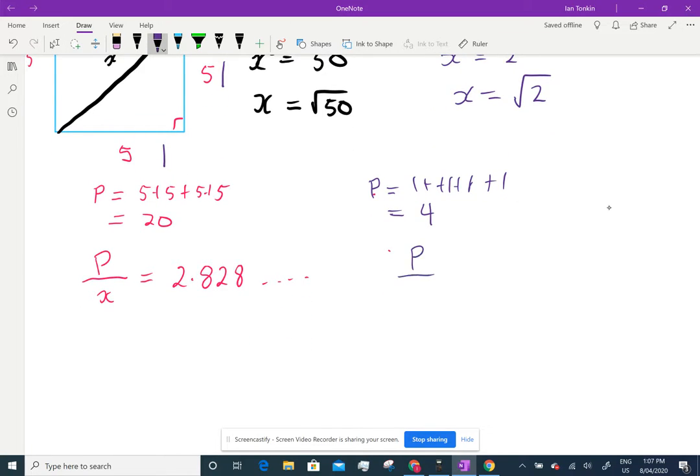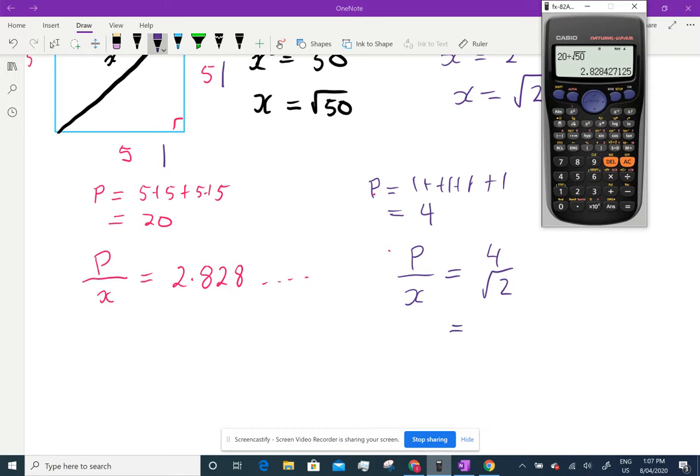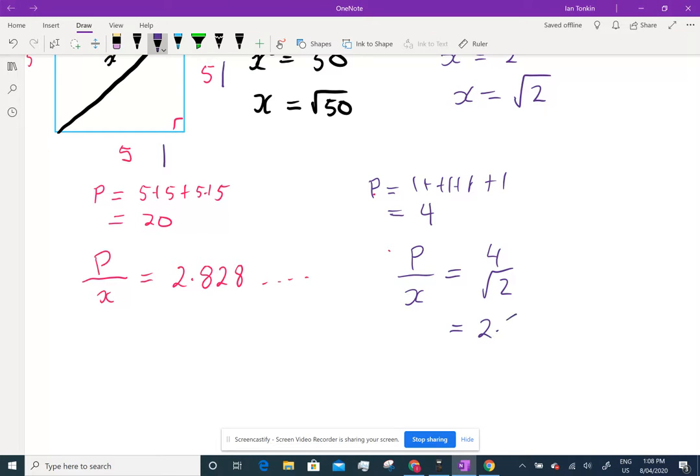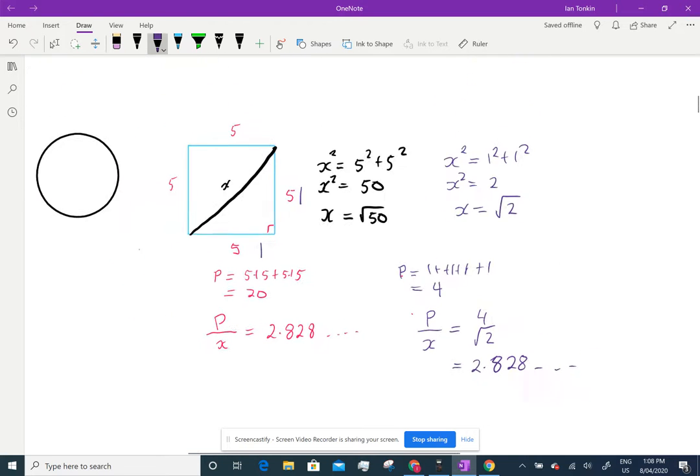Well, the perimeter of the square over its diagonal is 4 over root 2. Well, let's see what that is. 4 divided by root 2. Oh, 2.828. It's exactly the same. And there's a reason for it.